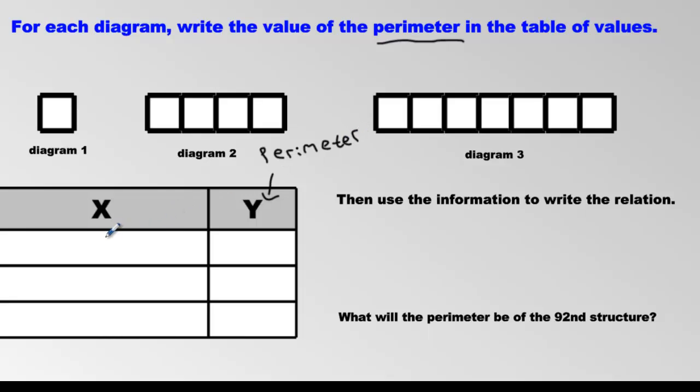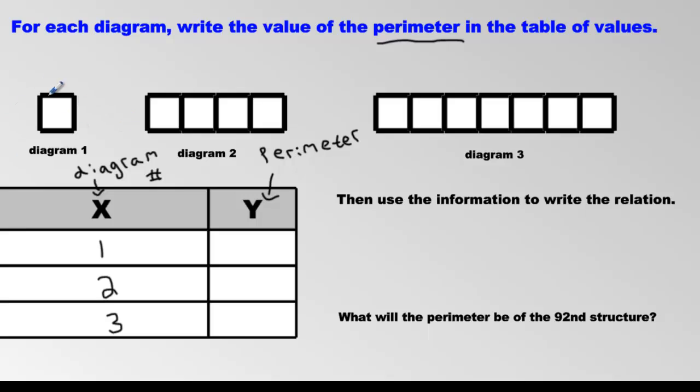So what has to be our x? We have to figure out what x is going to be. Really, the only other option is the diagram number. We have to make one of these variables our diagram number. So we'll write 1, 2, 3, because there are 3 diagrams, and the perimeter will go in y.